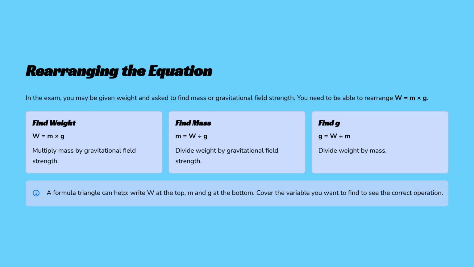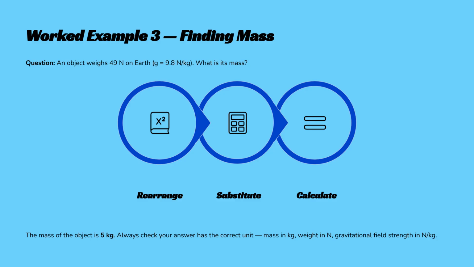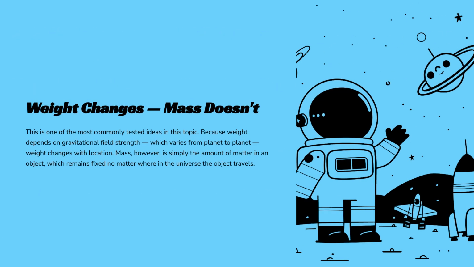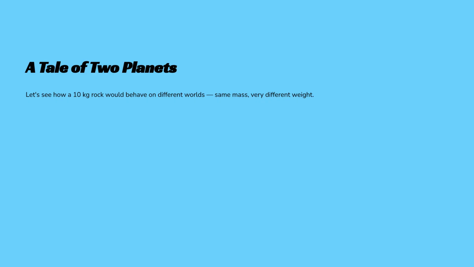In exam questions, you may need to rearrange this equation to find mass or gravitational field strength. A formula triangle can be a very helpful tool to remember the correct arrangement. For instance, to find mass, divide weight by gravitational field strength. If an object weighs 49 newtons on Earth, dividing by 9.8 gives a mass of 5 kilograms. Always remember that while your weight fluctuates based on your location and gravity, your mass is an inherent property that never changes.